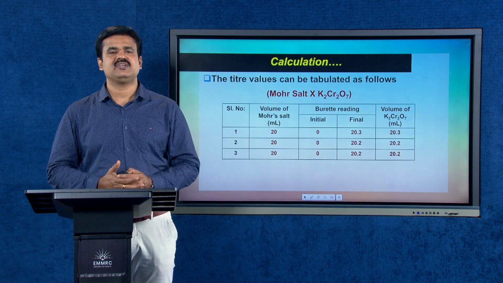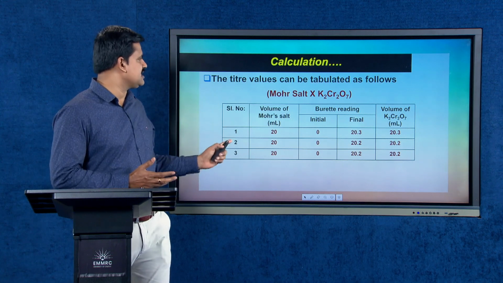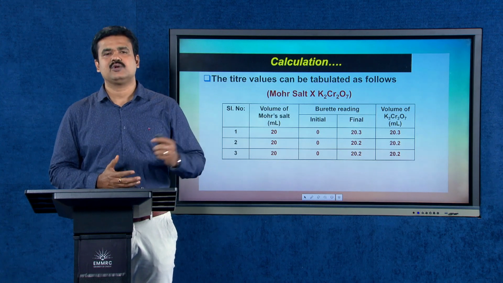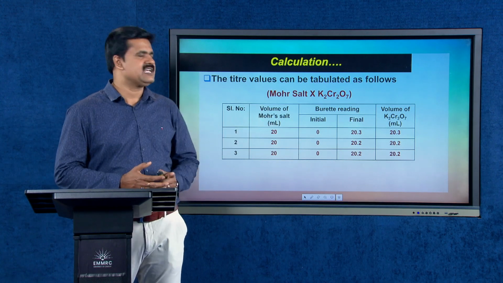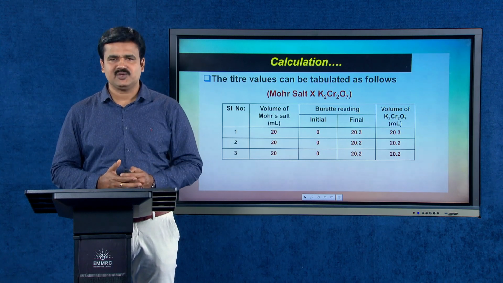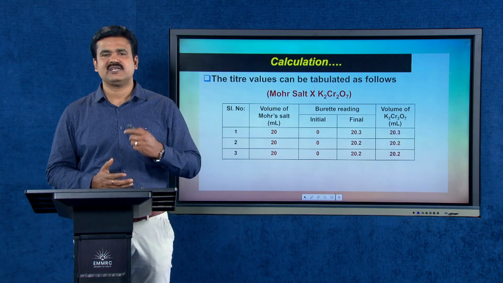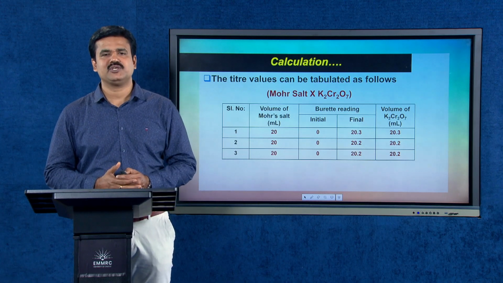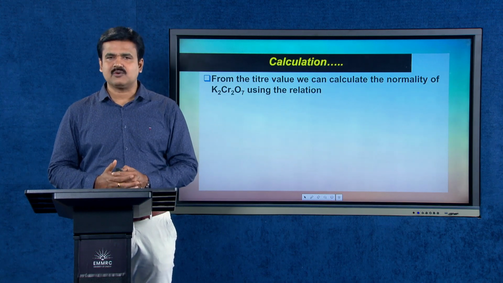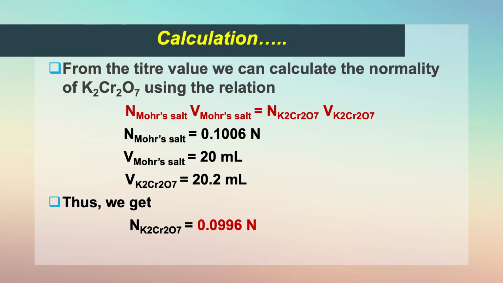Now, the titer values in the standardization procedure can be tabulated like this. This is the titration between standard solution of Mohr's salt with the potassium dichromate. Here you can see the volume of Mohr's salt pipetted out during 3 courses of titration, that is equal to 20 ml. From the burette readings, initial and final, you will get the volume of the potassium dichromate used, and you can see the concordant value, that is the volume of potassium dichromate used in the titration is equal to 20.2 ml.